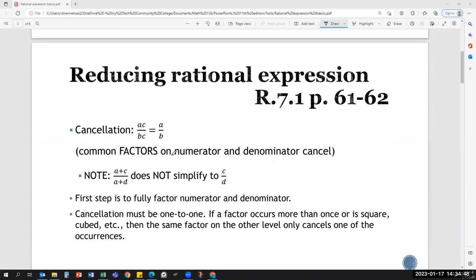So the first step to reduce a rational expression is to fully factor the numerator and the denominator. And then the cancellation has to be 1-to-1. So if a factor occurs more than once, or as a square factor, then that same factor showing up once on the other level of the fraction only cancels out one of those occurrences on the other level.